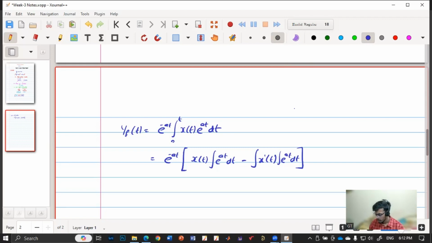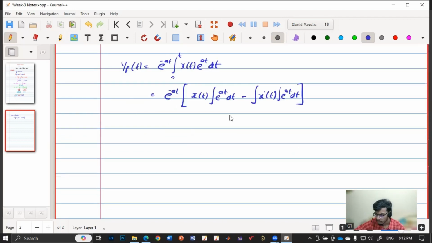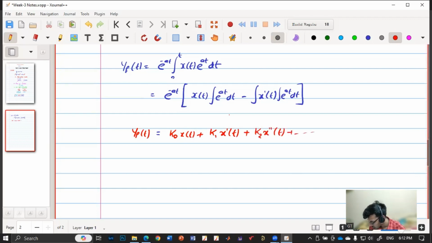Yes, sir. Okay. Now I'm not getting into solving this, but if you keep on solving this, you will get some polynomial of x of t. I'll not go into that because we have so much to discuss today. You can solve it. If you check, it will be like k naught into x of t plus k1 into x dash t plus k2 into x double dash t plus so on.